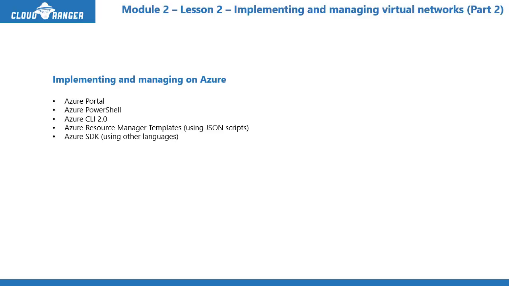And the last way to interact with Azure is the Azure SDK, the software development kit. This is where, if you want to use other languages like C Sharp or Python, you can build ways to implement or manage something in Azure. Some of you may prefer that, but it is way beyond the focus of this entire course, so you don't have to worry about it. But you need to know that these are the ways to implement things on Azure.